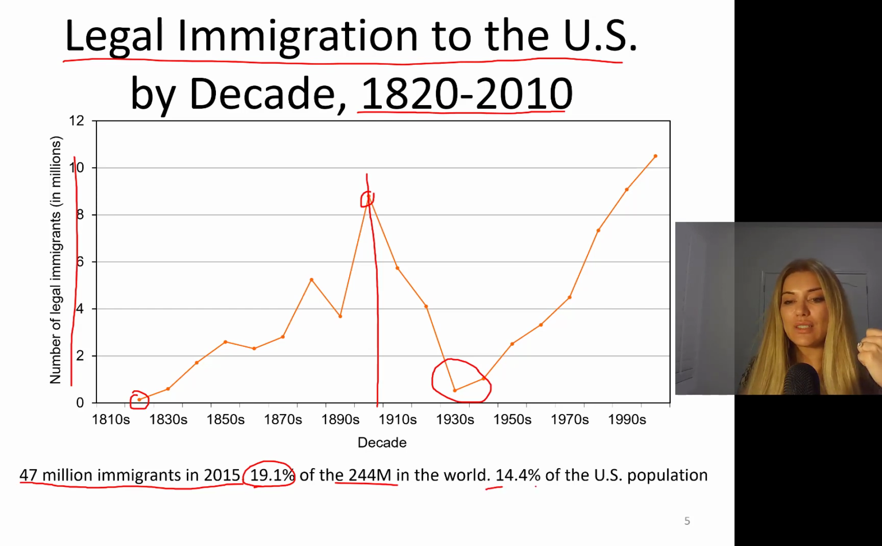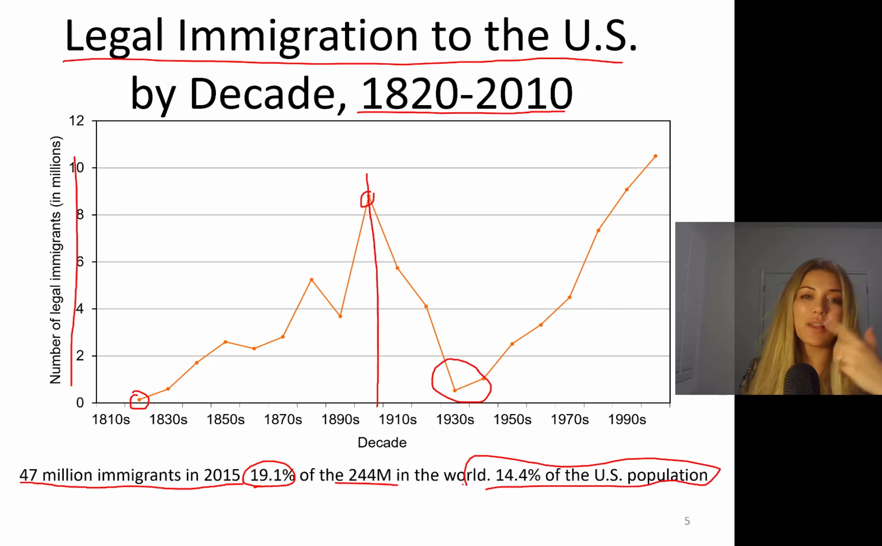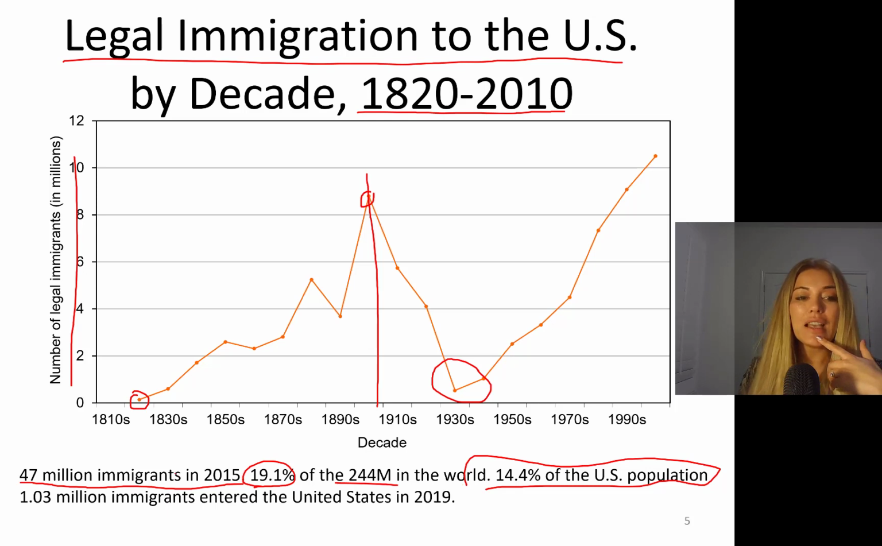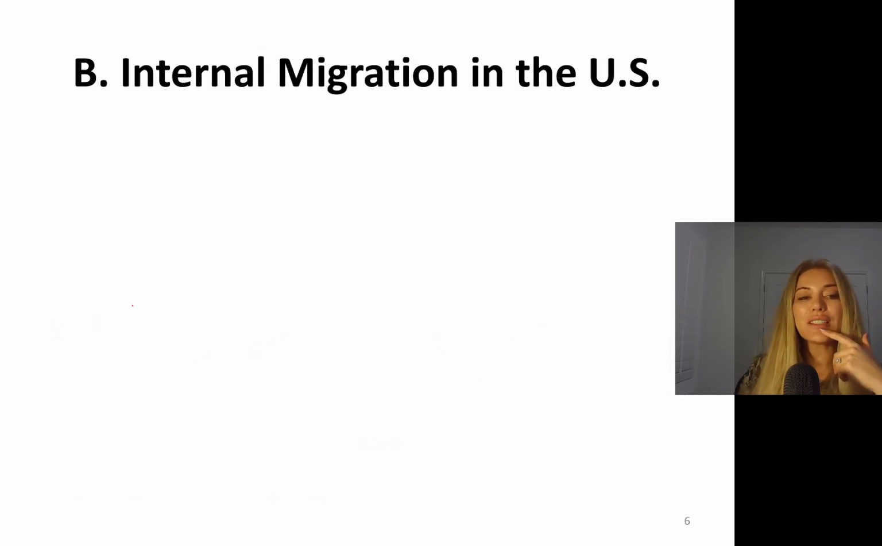Okay, so it's the 14.4% of the US population is made up of immigrants, first generations. I'm not talking about people whose parents came here before or ancestors came here before. So, for instance, in 2019, 1.03 million immigrants entered in the United States. All these numbers are, of course, we're focusing on this group. Okay? So let's talk about this.